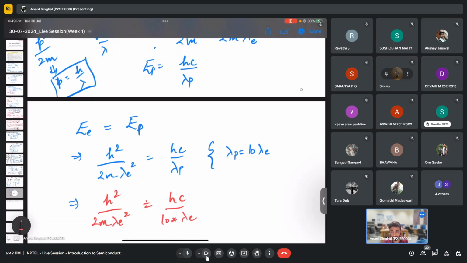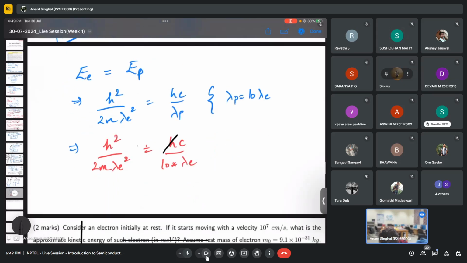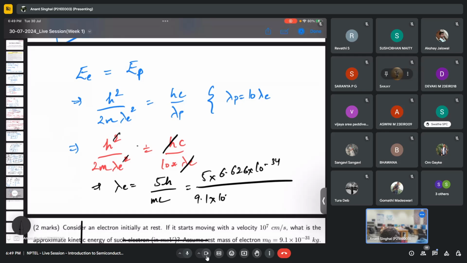Is there any doubt till now? Please tell right away if there is any doubt. Okay, so this h will be cancelled, and one lambda e will be cancelled. So what we get is, sorry, 5 will come here: lambda e equals 5h by mc. We know all these things. This will be 6.626, this will be 9.1 into 10 to the minus 31, and this will be the speed of light.